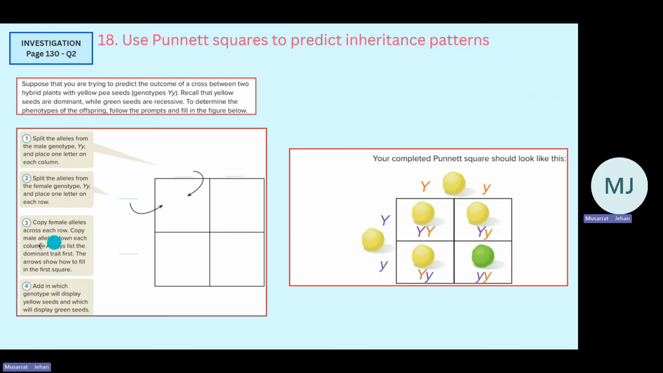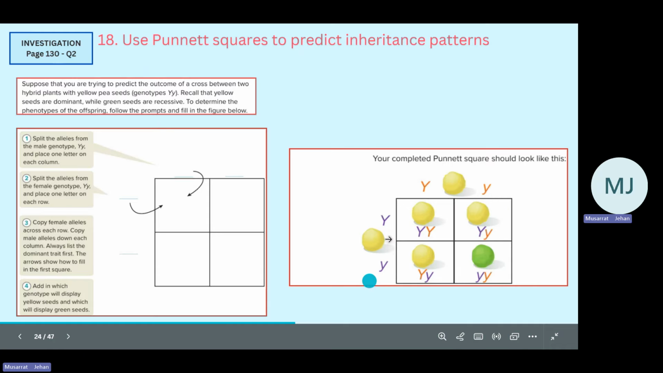Then copy the female's allele across each row. Copy male alleles. So now this is capital Y. So here you'll get capital Y. Here you have capital Y and small y. So capital Y, small y. Here you have small y, here capital Y. We will always write capital first. So capital Y or small. In this you have both small y.